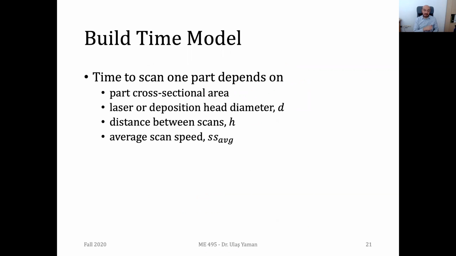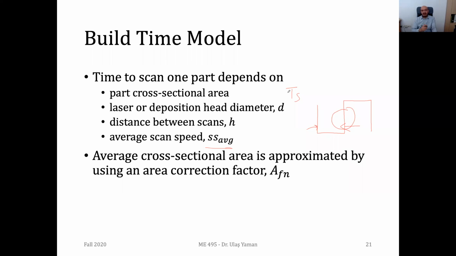So the most important, actually the difficult part, is to determine the scanning time. The scanning time obviously varies between the products you have, and varies with the cross-section area. It depends also on the laser diameter. It depends on the distance between the scans. For instance, this is your diameter, and we have some gap between these hatches. And it also depends on the scanning speed, the average scanning speed. So it's quite complicated. You need to be aware of all these parameters and then finally determine the scanning time.